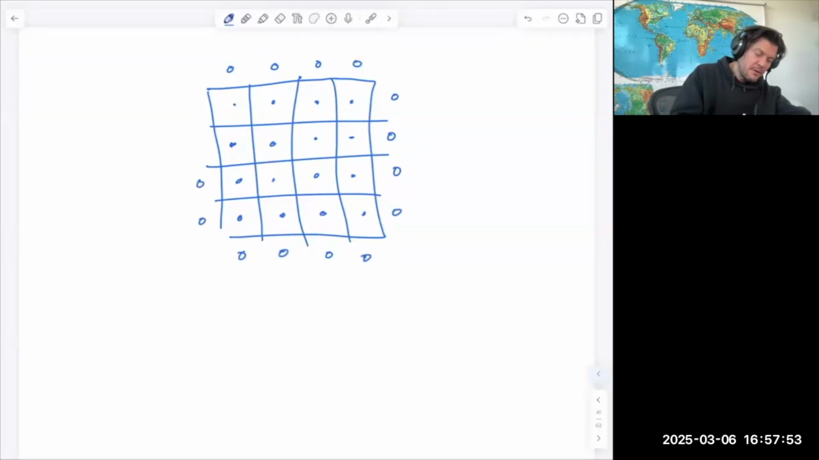Remember, we can always get rid of the ghost values. We can keep them when they're useful to us. We can get rid of them when they're not. So what I need to do is create a stencil. Let's say I'm evaluating at this point.